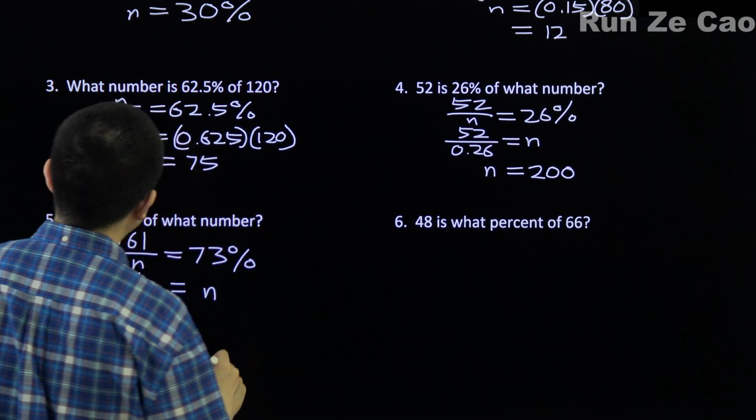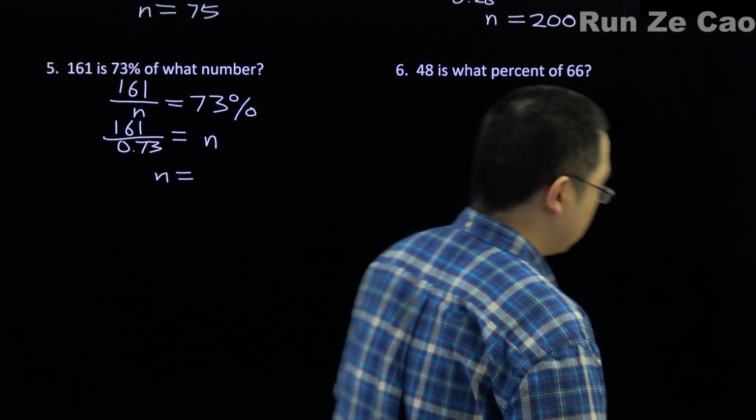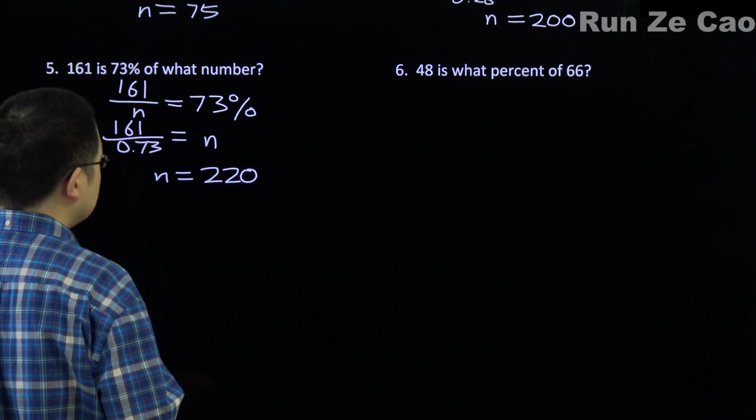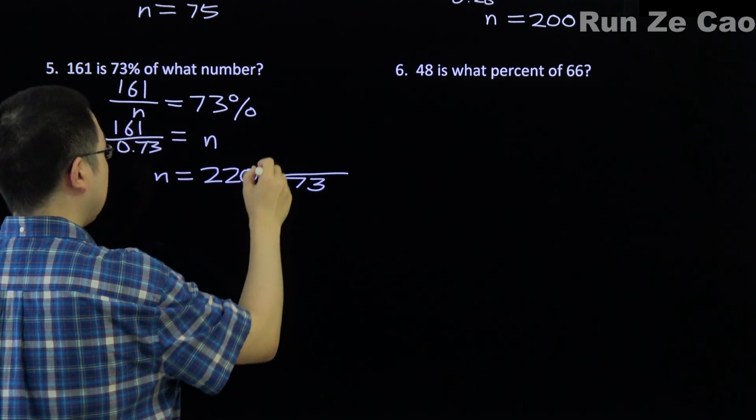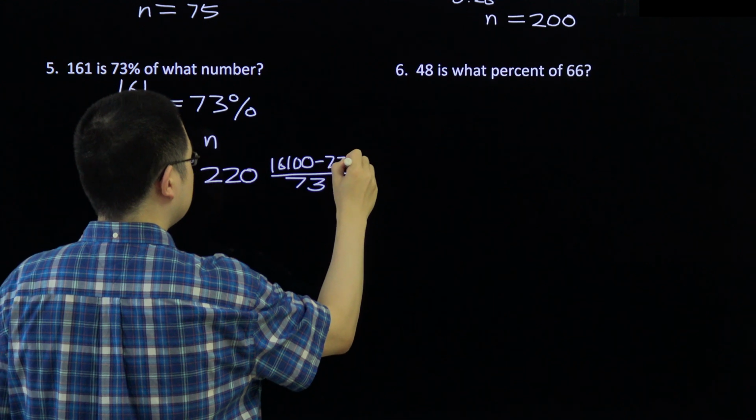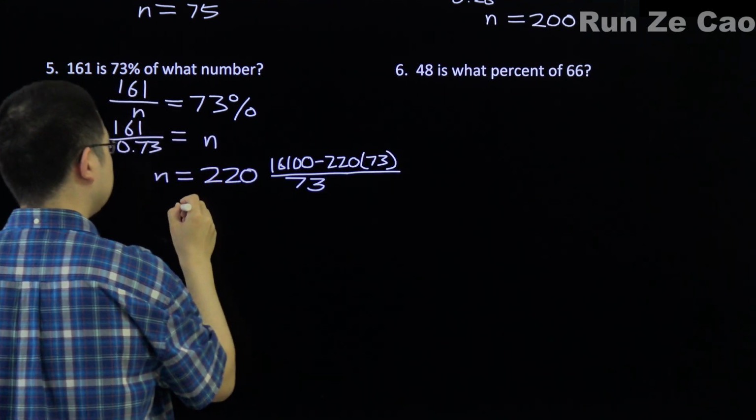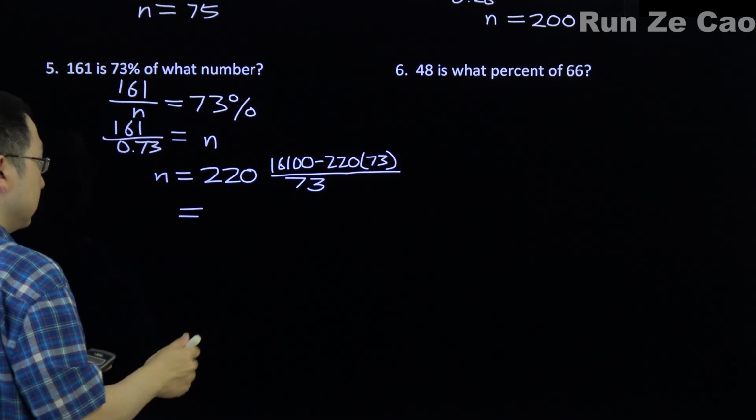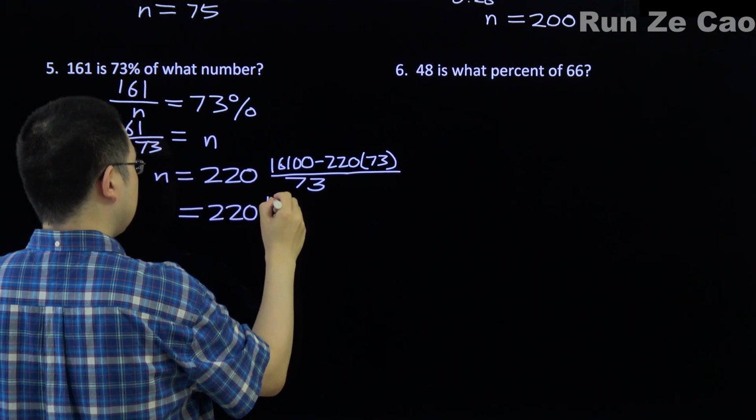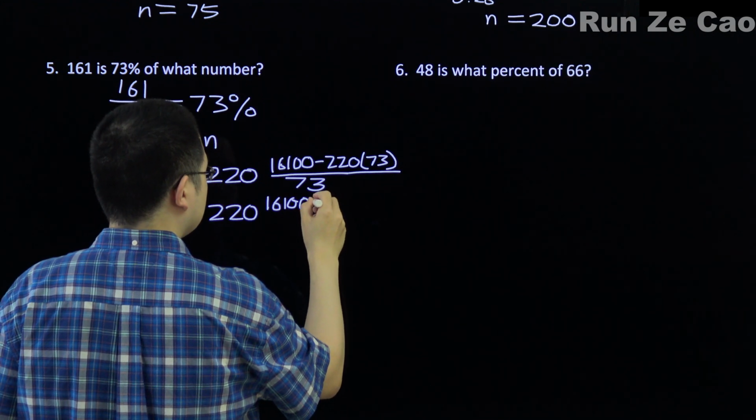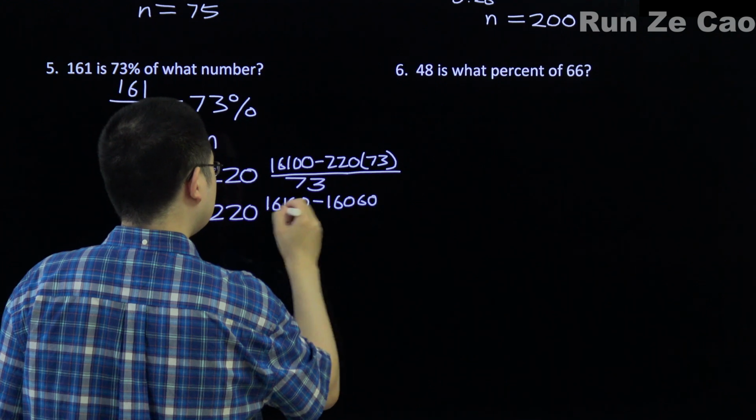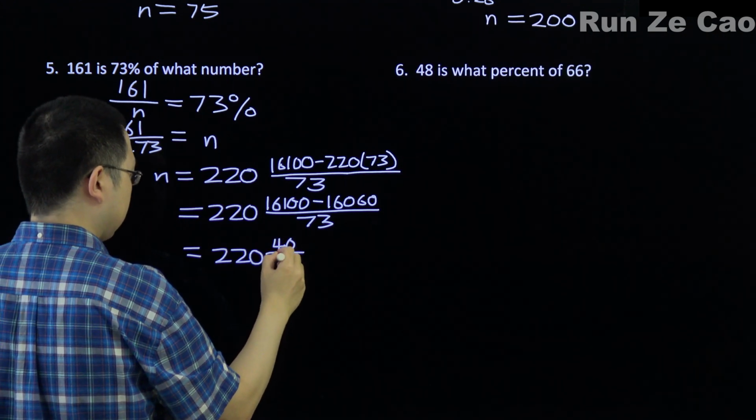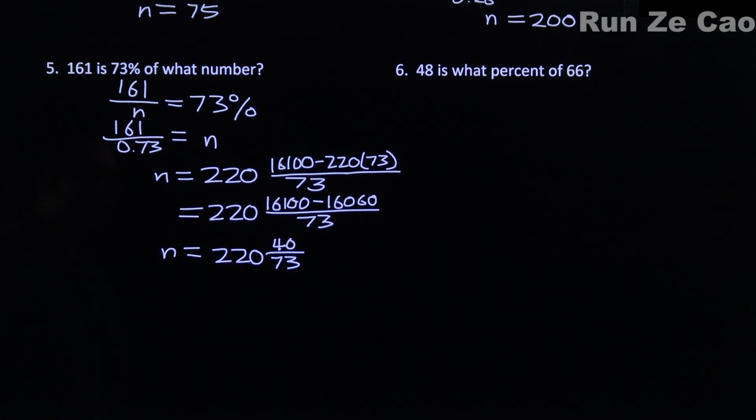220 point. There are some additional numbers here. What does that mean? Well, we got 220. And then out of 73, you have 16100 minus 220 times 73. So what's 220 times 73? Oh, that's 16060. So it's 220 and 16100 minus 16060 over 73, which leaves us at 220 and 40 over 73. That's the value of n, the number.